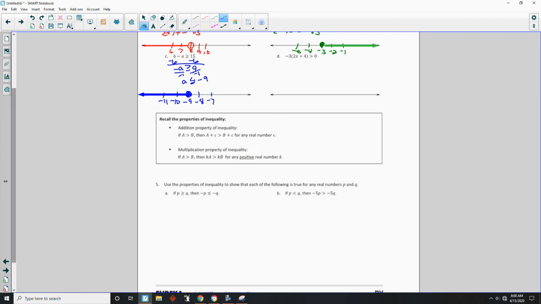Next one, -3 times the quantity 2x plus 4 greater than 0. So I want to divide both sides by -3 to get rid of that 3 on the left.